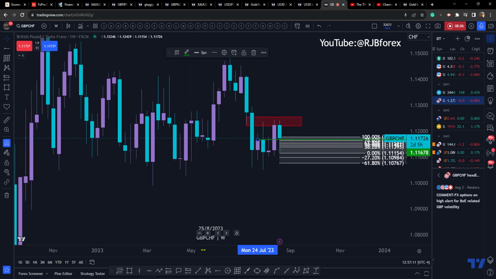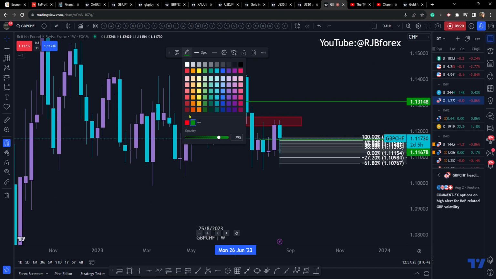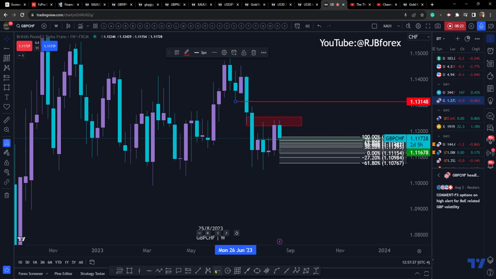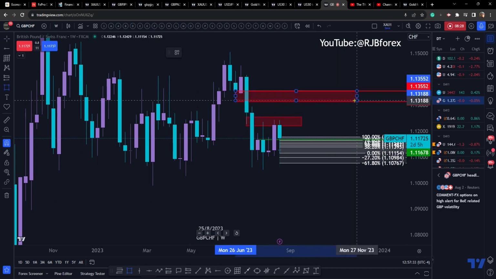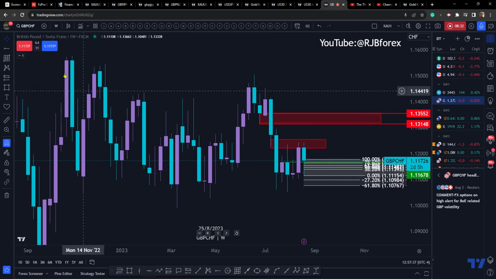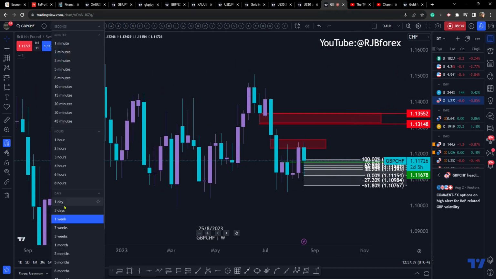Because the alternative is the impulse, correction, and continuation to the upside, because we're yet to fulfill the neckline on the upside between there and in here. So there is the possibility of a move up into there. That's on the weekly time frame.